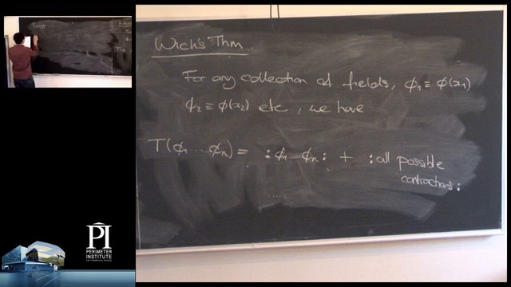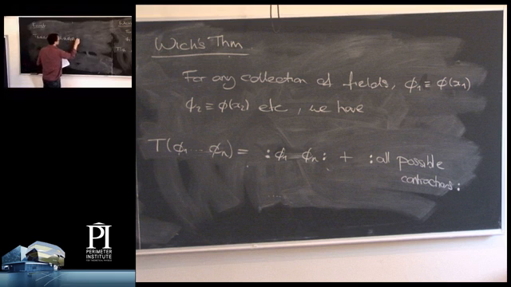So an example is to take 4 fields, an operator that's a string of 4 of the same fields evaluated at 4 different points. So what do I mean by this? The time-ordered product is equal to the normal-ordered product plus all possible contractions. So what does all possible contractions mean? Well, firstly, I can contract phi1 with phi2, or phi1 with phi3, or phi1 with phi4, or phi2 with phi3, or phi2 with phi4, or phi3 with phi4. That's 6 terms right there.